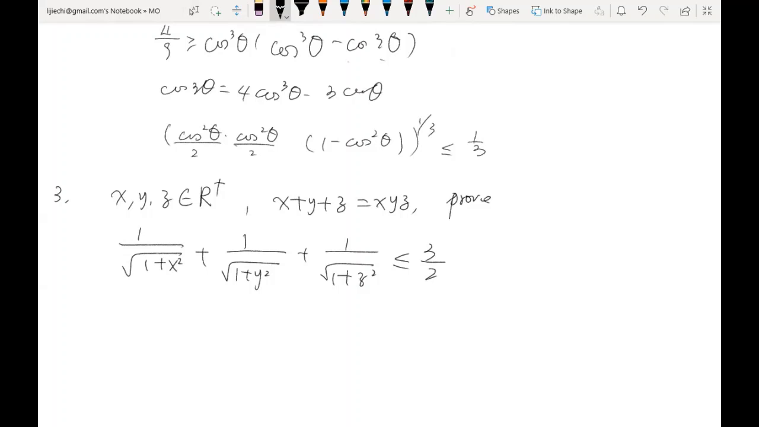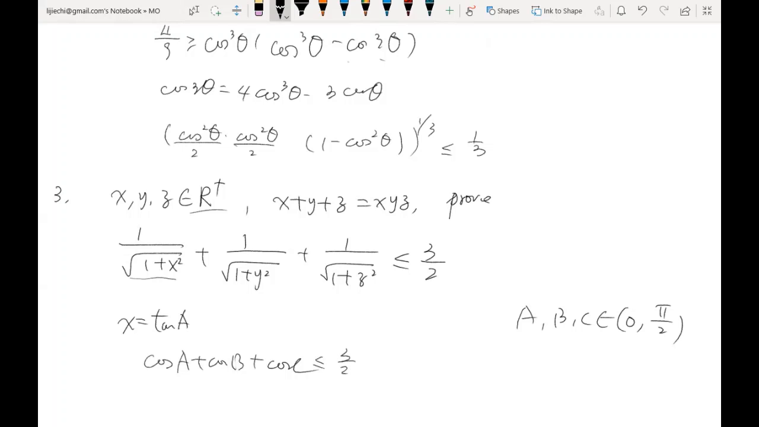And put down here, you know this, you're going to use trig substitution. By this format, 1 plus X square, and you notice you have to use tangent. And also when you use tangent, because they are positive, you let them be in the first quadrant. So tangent A, and similarly with B, etc. That is, A, B, C must be between 0 and pi over 2. When you do that, you are trying to show that cosine A plus cosine B plus cosine C is less than or equal to 3 over 2. And from this criterion, X plus Y plus Z equals XYZ, you know, it indicates A, B, C are the interior angles of a triangle.